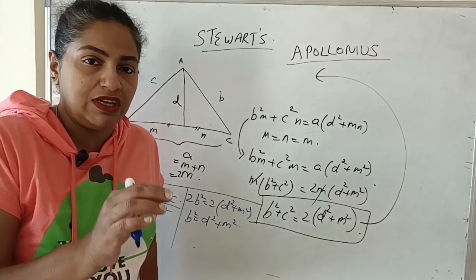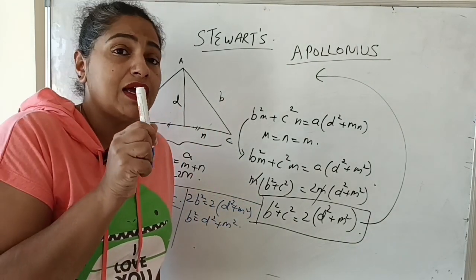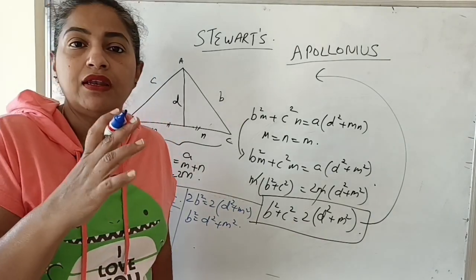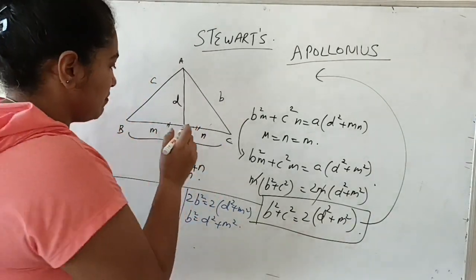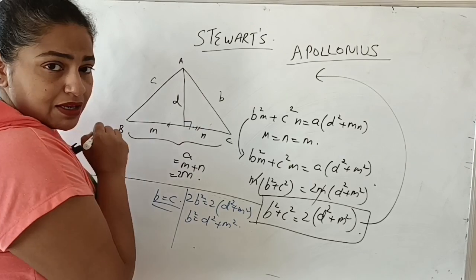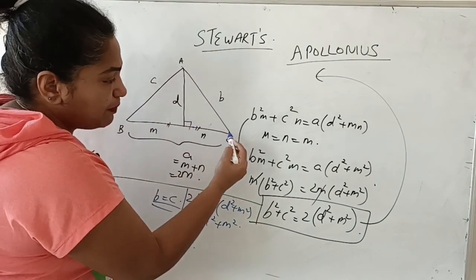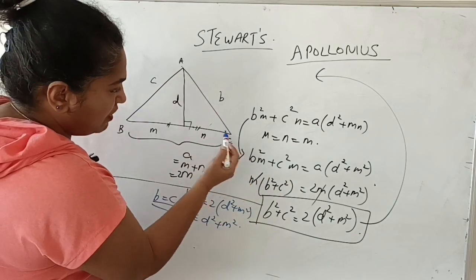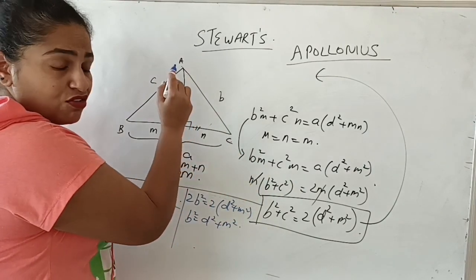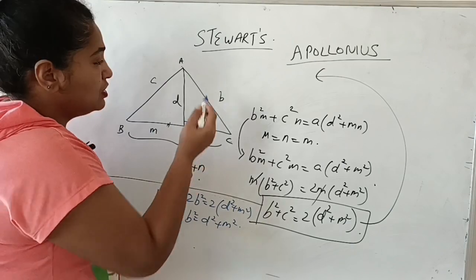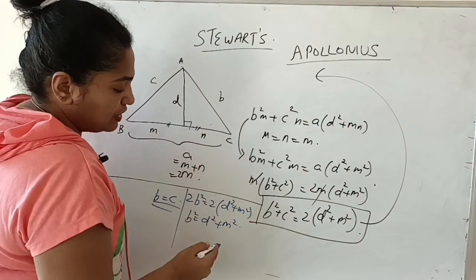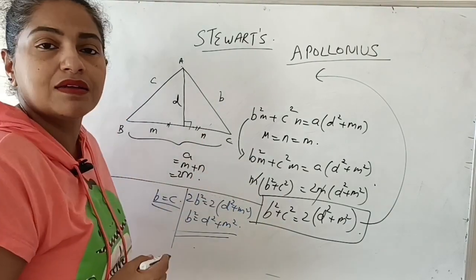You know that in an isosceles triangle, the median is at an angle of 90 degrees to the base, or the median and altitude to the base are the same. So this comes at 90 degrees, and this becomes a right angle triangle. In the right angle triangle, our Pythagoras theorem states that b square is equal to n square plus d square. In this case, m and n are equal. So d square plus m square.